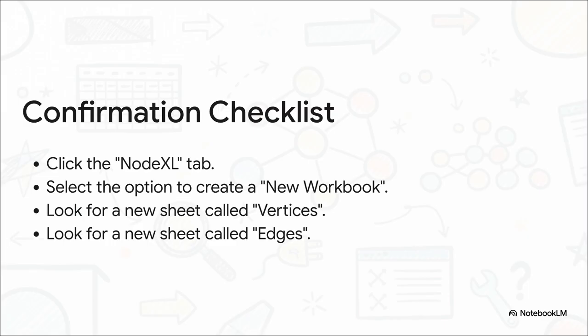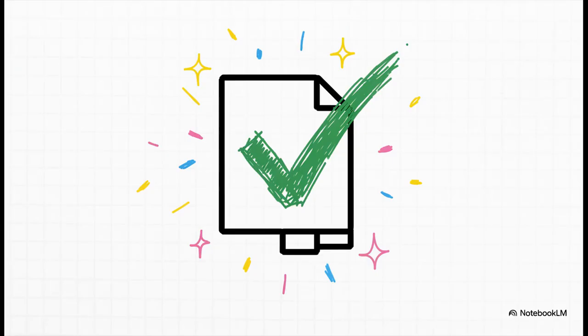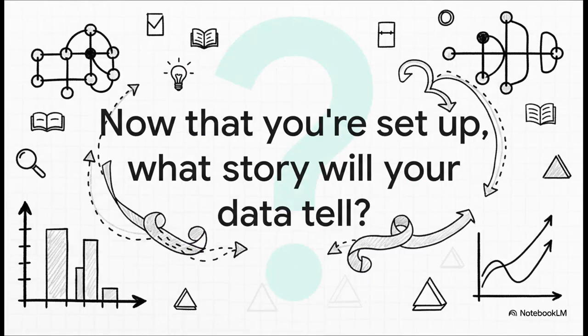You shouldn't just see Sheet 1. You should see 2 brand new specific sheets, one called Vertices and another called Edges. If you see those 2 sheets, Vertices and Edges, that's it. You've done it. That is your green light. It means NodeXL is installed, it's active, and it is ready to go. So congratulations. And just like that, the installation is done. The troubleshooting is over. And now the real fun can actually begin. You've got the tool. It's ready. The only question left is what story is your data about to tell?